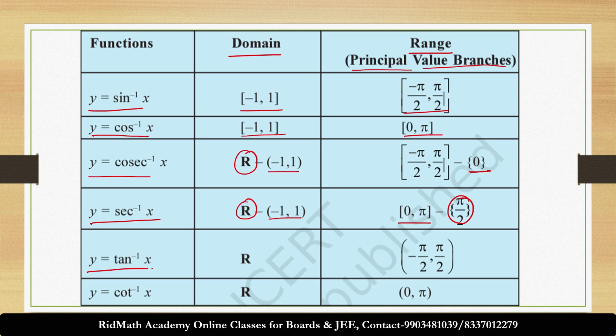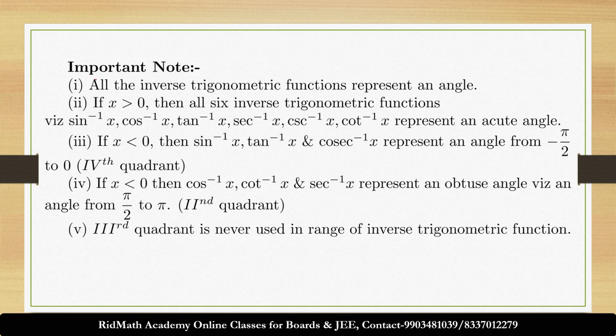And for tan inverse x, the domain is whole R and the range is open minus pi by 2 to pi by 2. And for cot inverse x, the whole R is the domain and the range is open 0 to open pi. So now some points to remember, important notes.